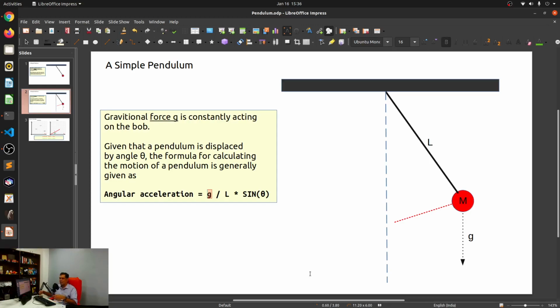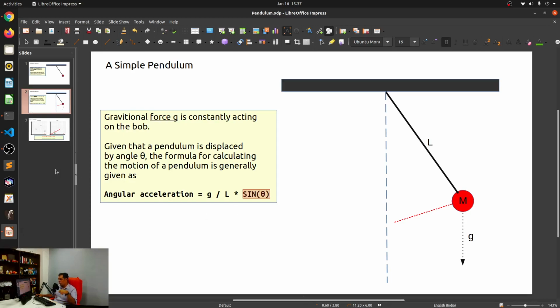What is G? G is the acceleration of gravity on Earth. I think that would be 9.8 something meters per second squared, divided by the length of the pendulum, multiplied by sine theta, sine of the angle by which it is displaced. As simple as that. That's all a simple pendulum really is. So I wanted to sort of code it up and then see how it goes.